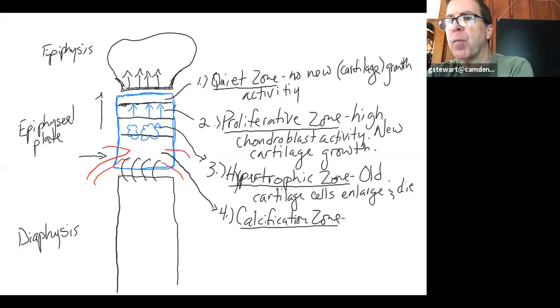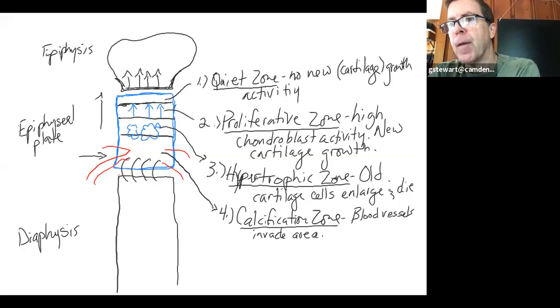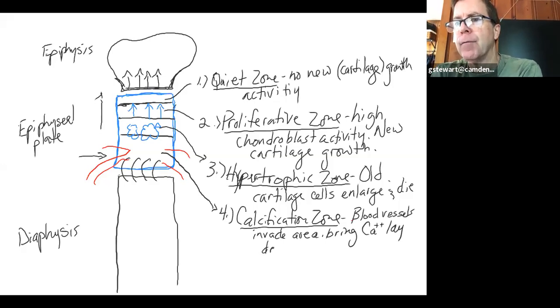So let me get my black pen back. Sorry, it's pollen in the air. Can't speak very well. So I'm just going to write blood vessels invade the area. You know what's coming next. They bring calcium. I'm going to write Ca++ because that's the short for calcium ion. They bring calcium, and they lay it down. Calcium is laid down in that old cartilage area. So this is why it's called the calcification zone.